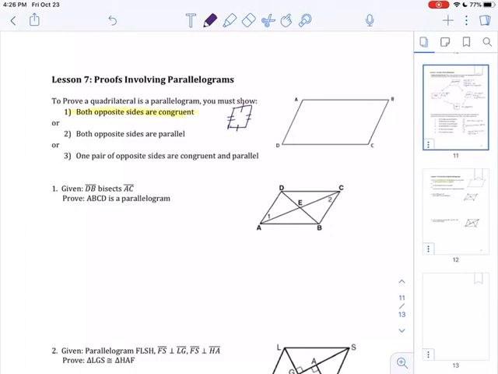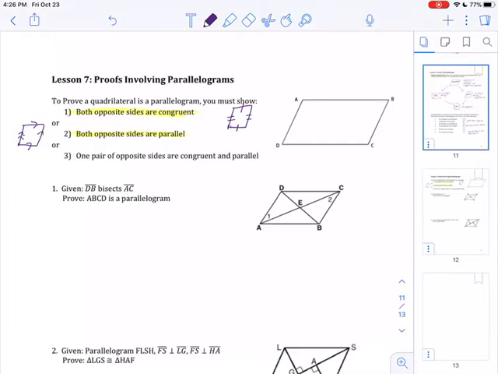You are either going to show that both opposite sides are congruent. What does that look like? That looks like, here's my parallelogram. These top and bottom are congruent, left and right are congruent. If you can show that, then it's definitely a parallelogram.